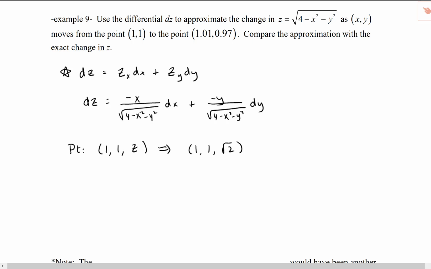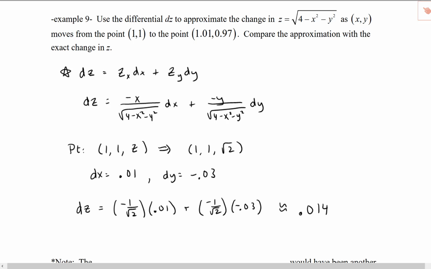All right, now let's write down a few of the values that were actually given in this problem. First, we're going to need to know the point. We're starting at the point 1, 1, but I'm not given the z value. So let's start by substituting 1, 1 into my z function, and we find out that our point is 1, 1, root 2. Now, in order to compute our differential for z, we're going to need to know our dx and our dy. So let's write those down. Our dx will be 0.01 because we're moving from x equals 1 to x equals 1.01. So the difference is 0.01. Our dy is negative 0.03 because we're moving from the point y equals 1 to y equals 0.97. So the difference is negative 0.03.